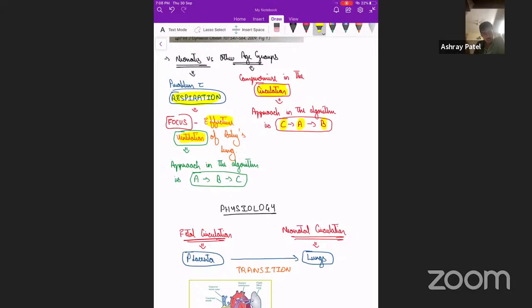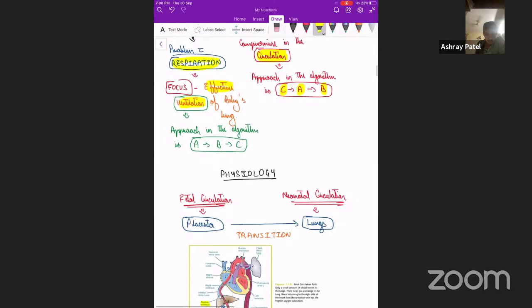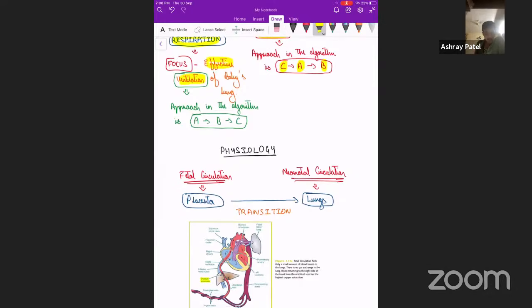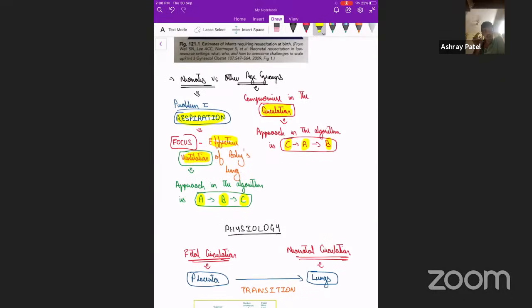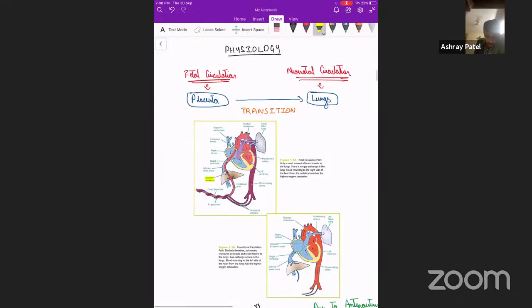After that comes the circulation, correct? That is why the approach to the algorithm itself becomes different. So first is the airway, then the breathing, then the circulation. Okay. Hope you guys have understood the importance and the difference. Next, let's look into some physiology.